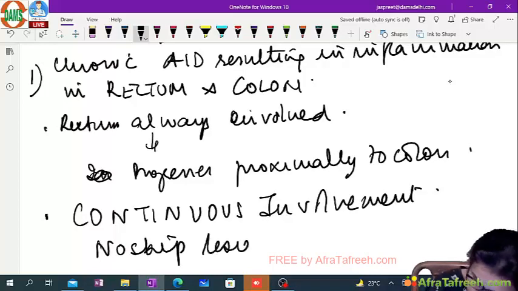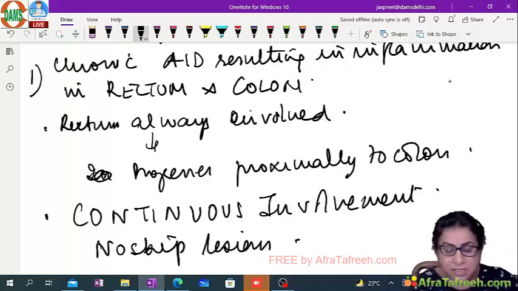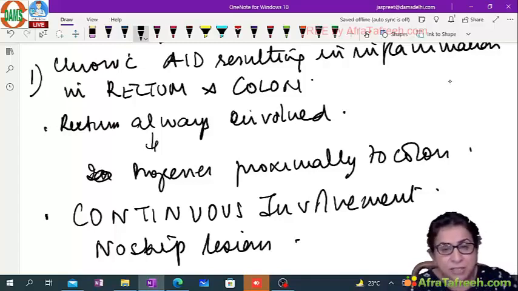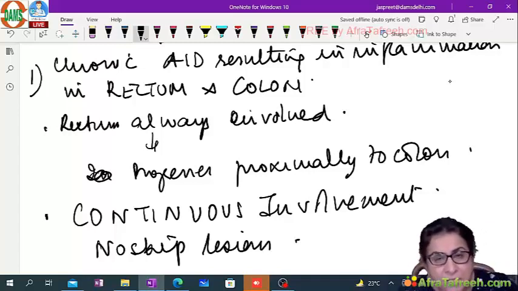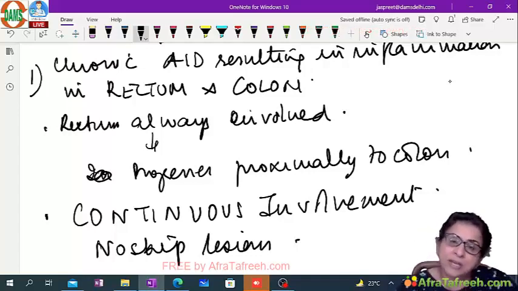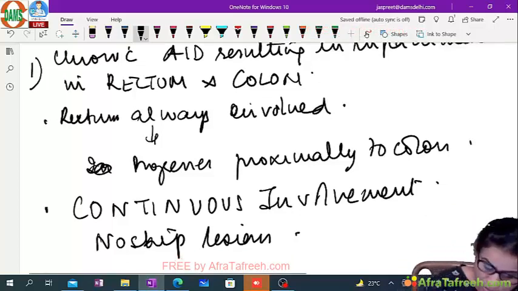So in contrast to Crohn's disease, in ulcerative colitis the rectum is involved. From the rectum, it goes proximally and involves the colon, and the involvement is continuous. There are no skip lesions. That is point number 1.